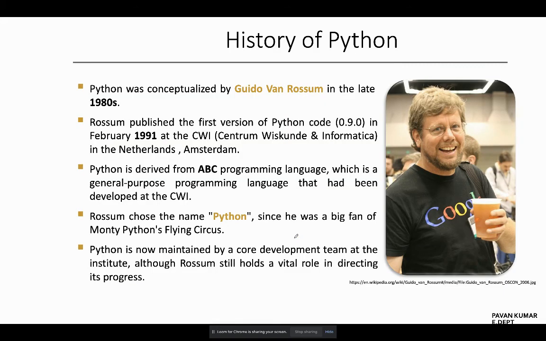So the history of Python: it started in the 1980s by Guido van Rossum. He was the first person who started with Python, but he published his first version of Python code, version 0.90, in February 1991 at CWI in the Netherlands. Then onwards many people started to use it, and Python is derived from the ABC programming language. That is a very important point you have to remember. Then onwards many developments happened in Python, and they started to use it in all fields. So this is the history of Python.